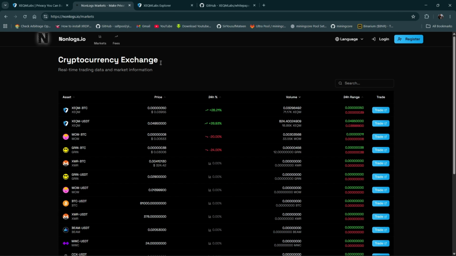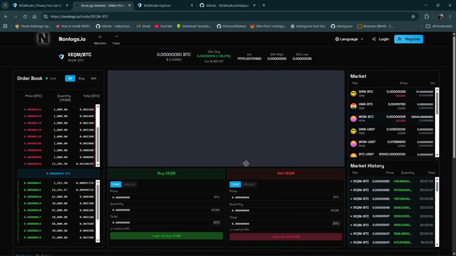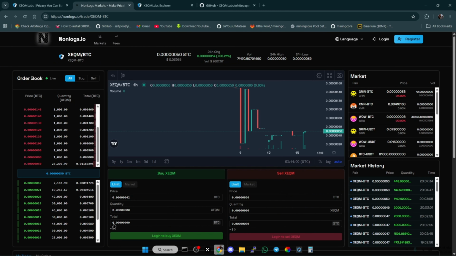I don't think they were going down a lot before. I hope it's not. It was just for a second right now. So we will be able to cover this exchange as well. Now XEQM BTC and USDT, these two pairs are listed, and this is the first exchange that listed XEQM.